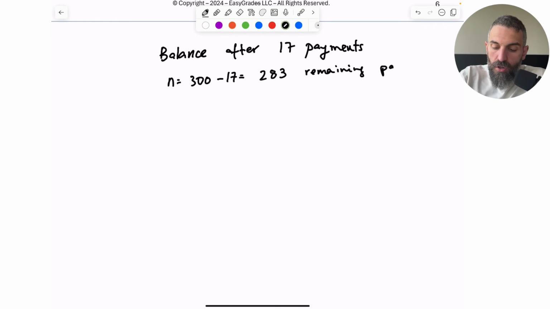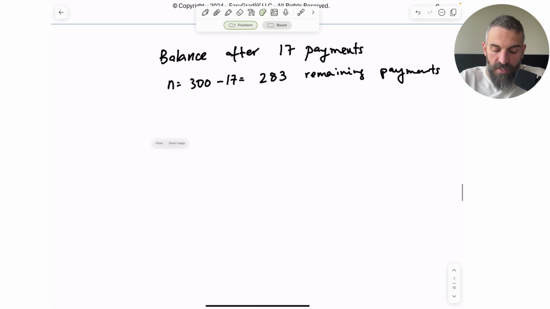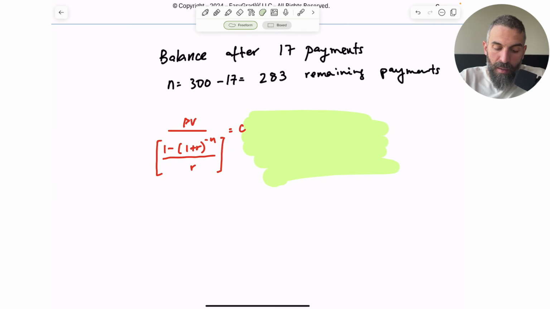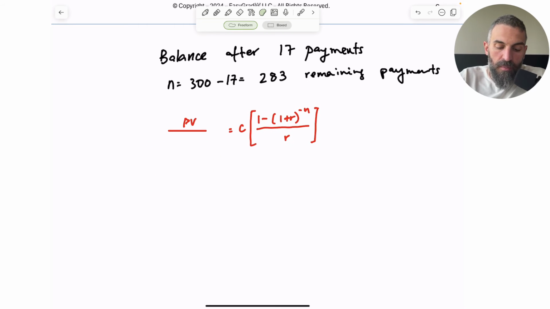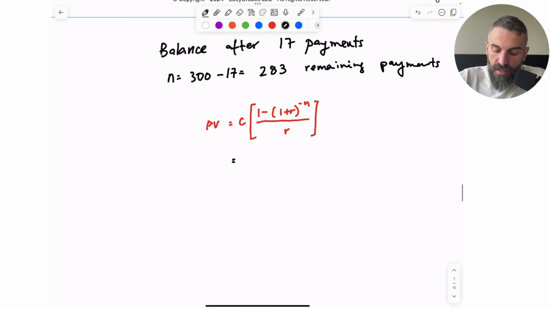And then you're going to solve for the present value. So back to our present value formula, this one here. Because this is an ordinary annuity, I'm still using this formula, but I'm going back to the original because now I'm actually looking for the present value. Because the present value represents how much you owe, right? So if you want to know how much you owe after making 17 payments, essentially what I'm saying is, you know now that the payment is $4,929.72.